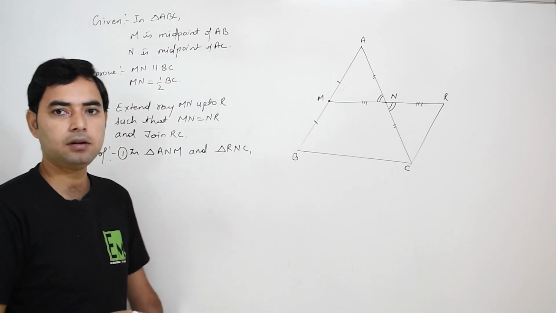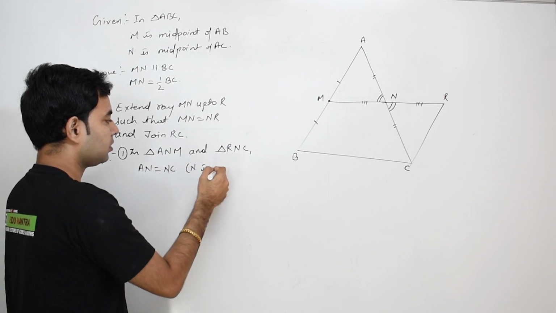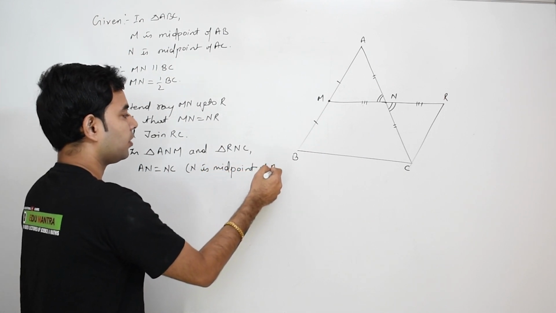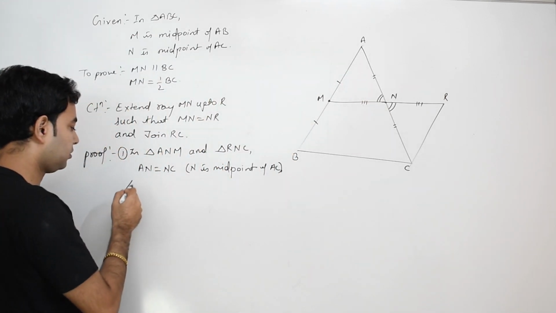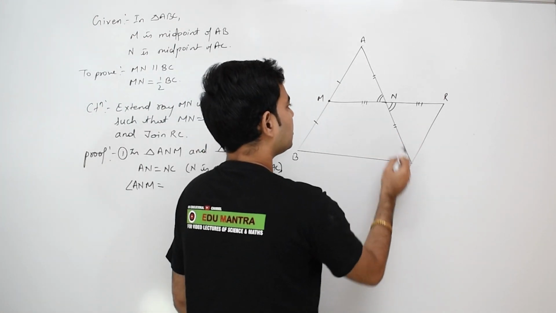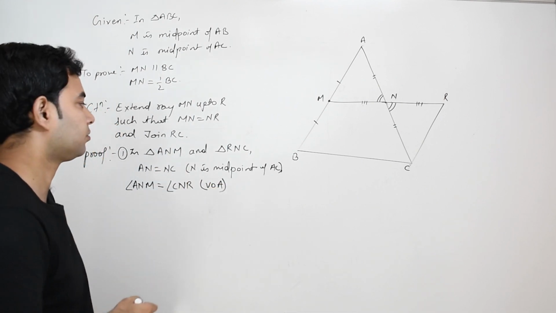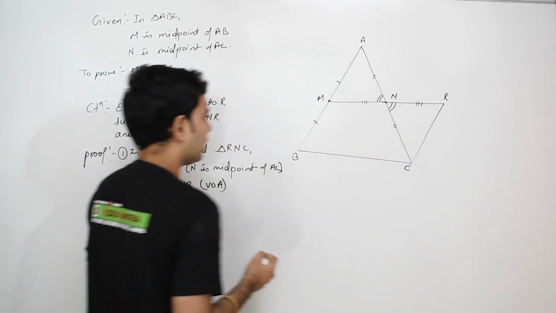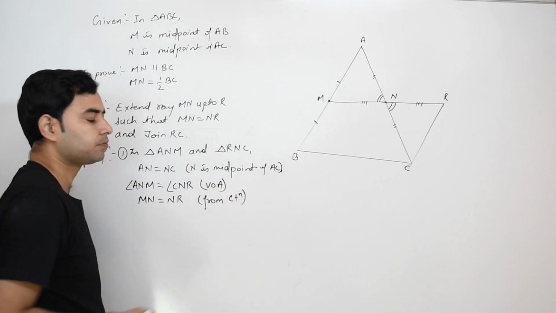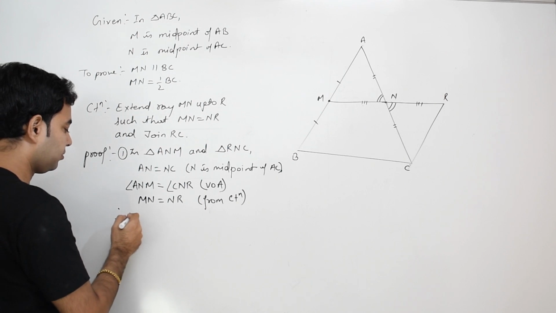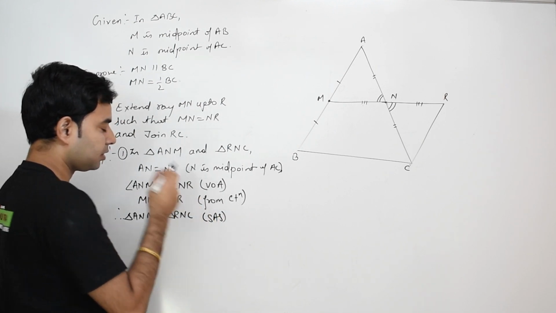In triangle ANM and triangle RNC, AN is equal to NC because N is midpoint of AC. उसके बाद में this angle ANM is equal to angle CNR because it is vertically opposite angle. उसके बाद में this MN is equal to NR. This is from construction. If this happens, then triangle ANM is congruent to triangle RNC by SAS test.